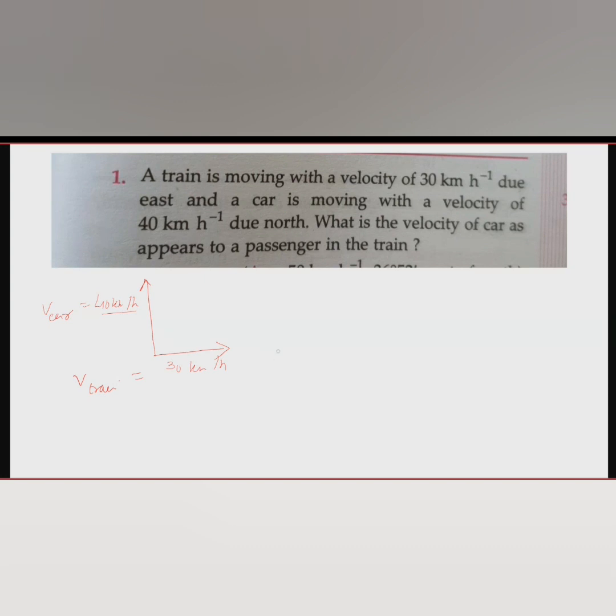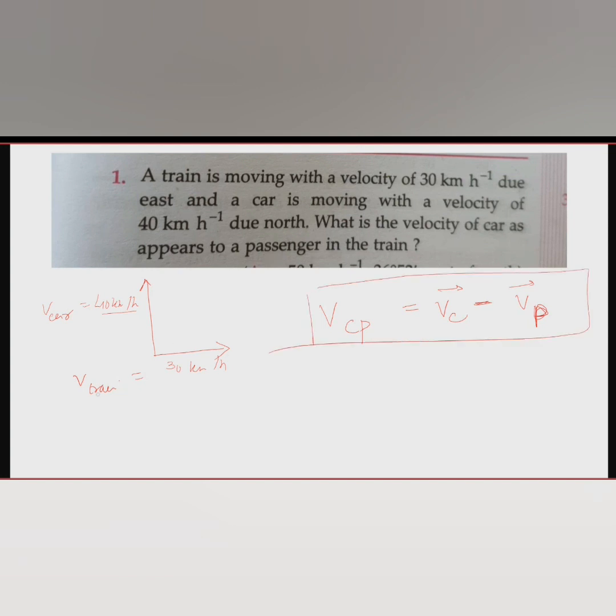First of all, to the passenger who is traveling, we want to find velocity of car as it appears to a passenger on the train. So we have to find velocity of car with respect to the train or with respect to the passenger. Okay, so that would be velocity of car minus the velocity of passenger, which is nothing but velocity of the train. This much is clear.